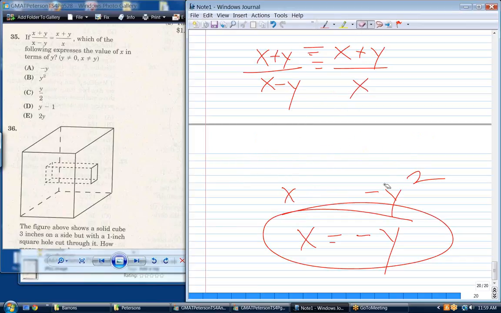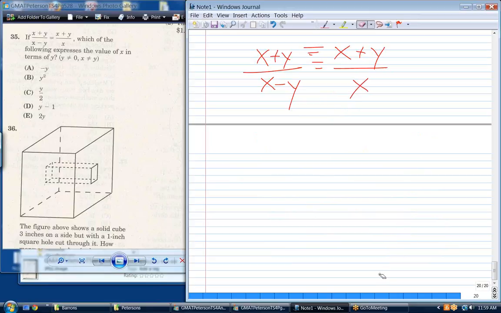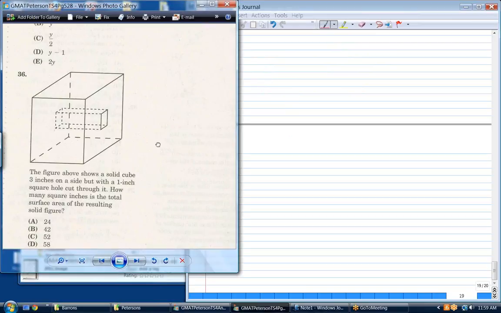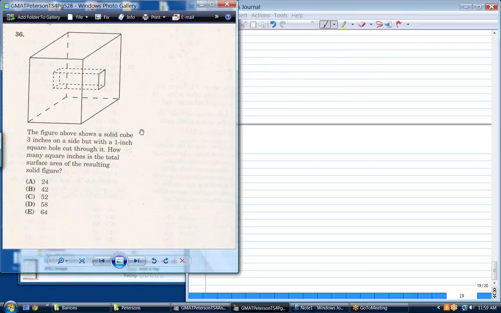Problem 36 is probably one of the more complex solid geometry problems. We might not have time to do the whole thing, but let's look at it briefly and figure out how we're going to do it. We've got a cube with a hole drilled out. How many square inches is the total surface area? In other words, if we wanted to paint the outside and the inside of the hole, what would the total surface area be?